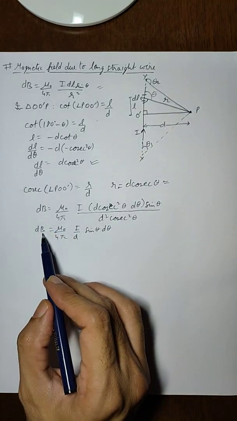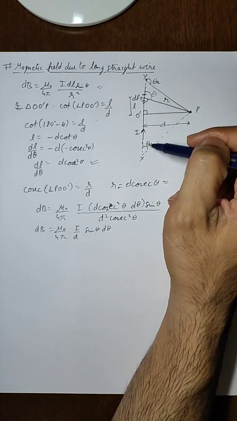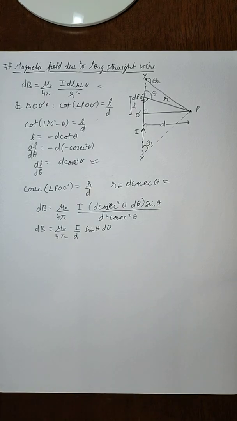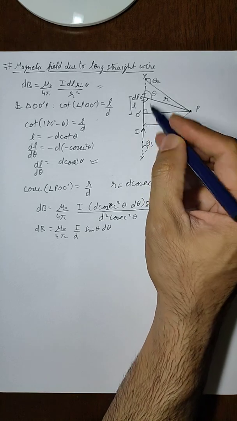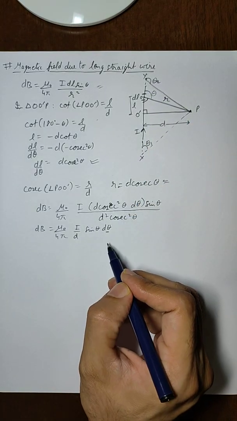Now this is the small magnetic field due to this length element. If we need to find the magnetic field due to the entire conductor, we can integrate this, where x and y are the endpoints. So we will integrate the dl from x to y, but the integration has to be in terms of d theta, because here we have d theta.